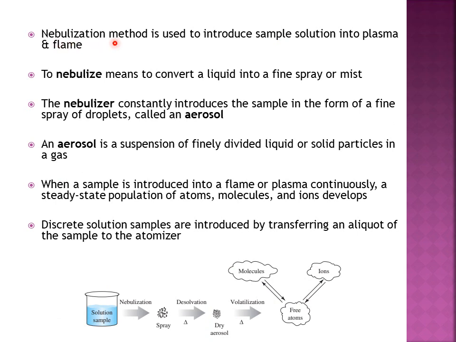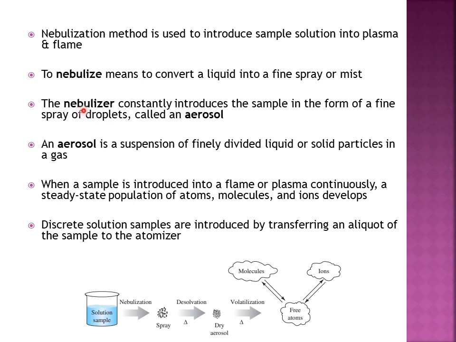Now the sample has been introduced into the system. Next step is nebulization. The sample is first nebulized before entering the plasma or flame, because we know that most of the time our sample is in solution form. So nebulization is a must process which has to be performed. And what is nebulization? To nebulize means to convert a liquid into a fine spray or mist, means the larger droplets are converted into a fine spray or mist, and this process is called nebulization. And this is done by the use of a nebulizer.